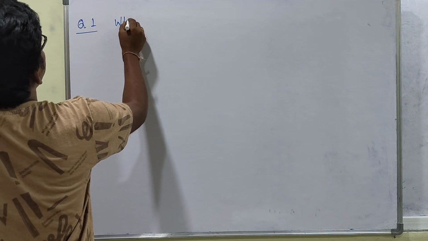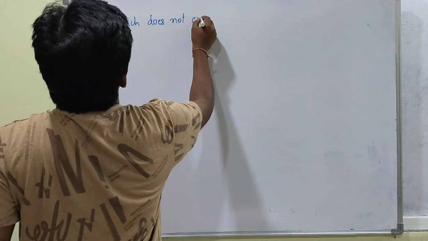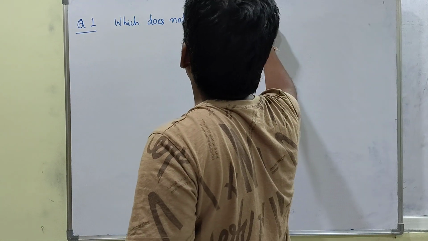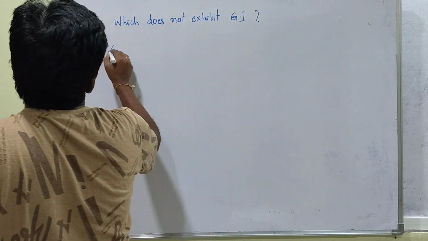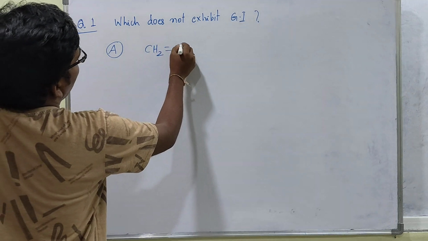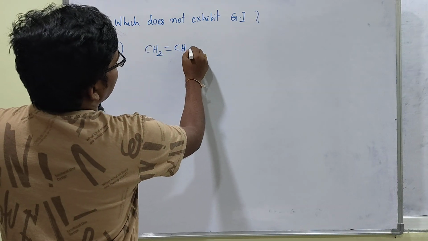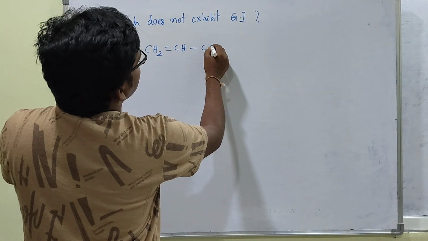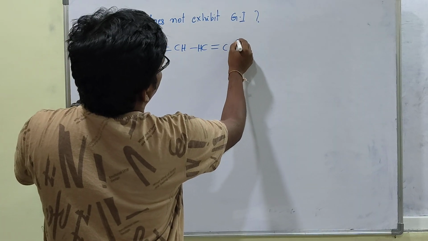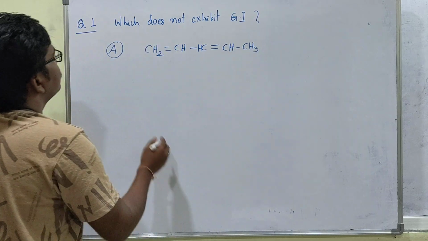Which does not exhibit geometrical isomerism? So compound A, CH2 double bond CH, bond C double bond CH, double bond CH, bond CH3. Does that exhibit geometrical isomerism or not?